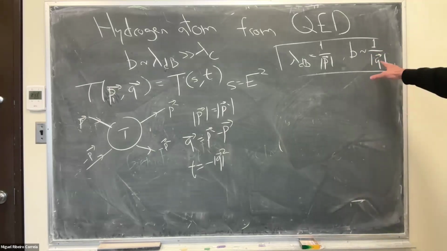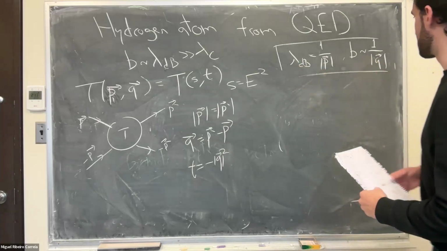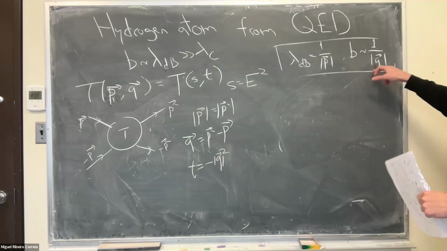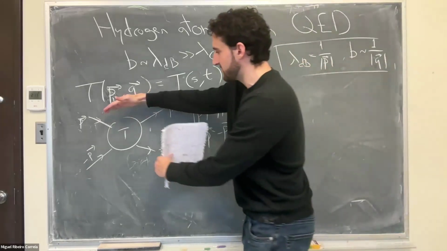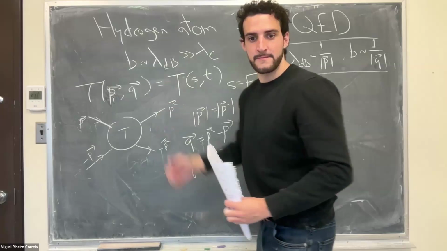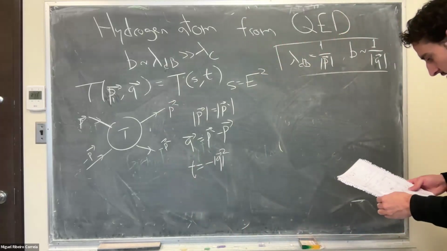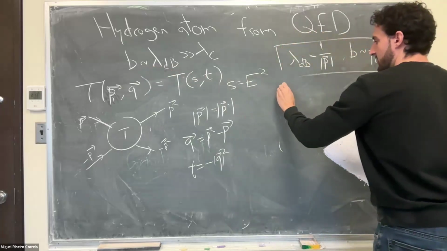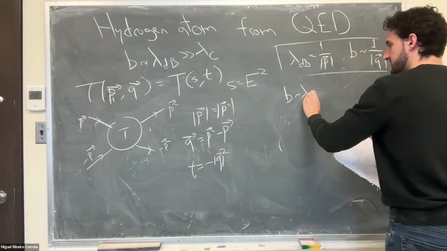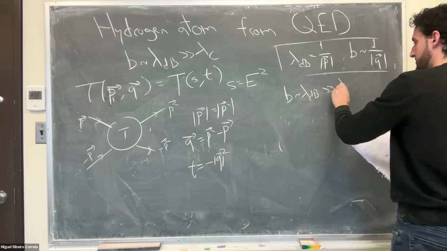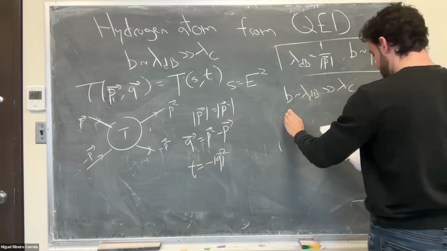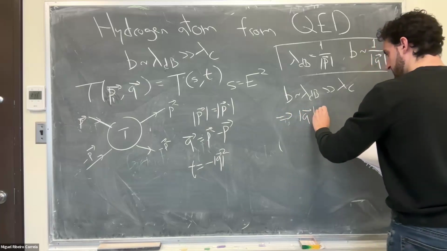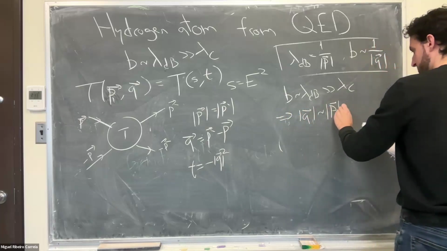Okay, so that's how these scales relate. If I have a very big impact parameter, I have a very small momentum exchange, so these particles barely deflect, which means they are far away. So if I want b much bigger than lambda_c, what this implies in terms of these momentum scales is that Q is of the same order as P, much smaller than M.